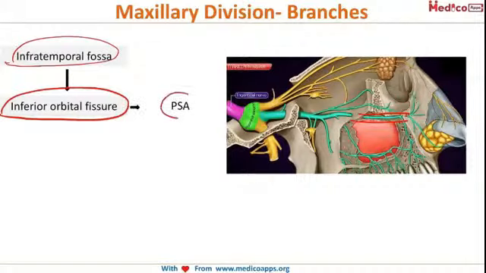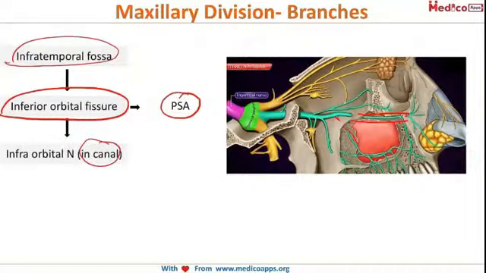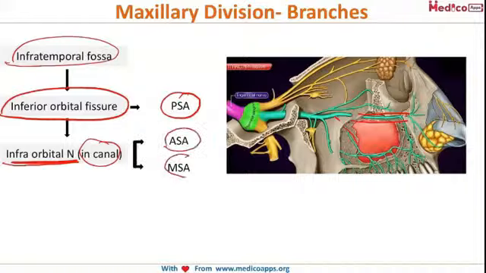Within that area it gives out a branch, that is the posterior superior alveolar branch. So here this is the posterior superior alveolar branch. Then within the infraorbital canal it gives out a few more branches, and within the infraorbital canal the nerve is now called the infraorbital nerve. Now this nerve gives out two more branches called the anterior superior alveolar and the middle superior alveolar branches. So here we have this nerve giving out the anterior superior alveolar branch and the middle superior alveolar branch here. And this, as we learned, was the posterior superior alveolar branch.